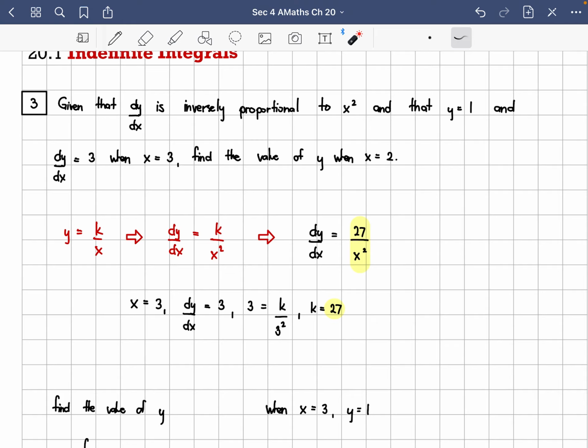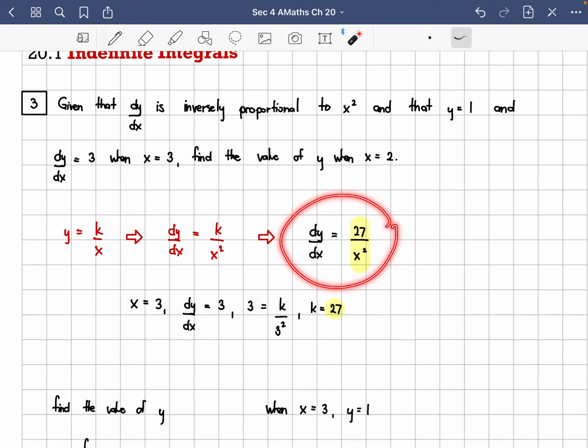So first, how do we proceed with proportions? Basically, we need to find the constant first, or the value of k, given that the derivative of y is 3 when x is 3. So we just substitute it here in the equation. This is 3 from here, and then k, and then x squared here is 3 squared. So if you solve this, k is equal to 27. So this is now your formula or your equation for your inverse proportion.